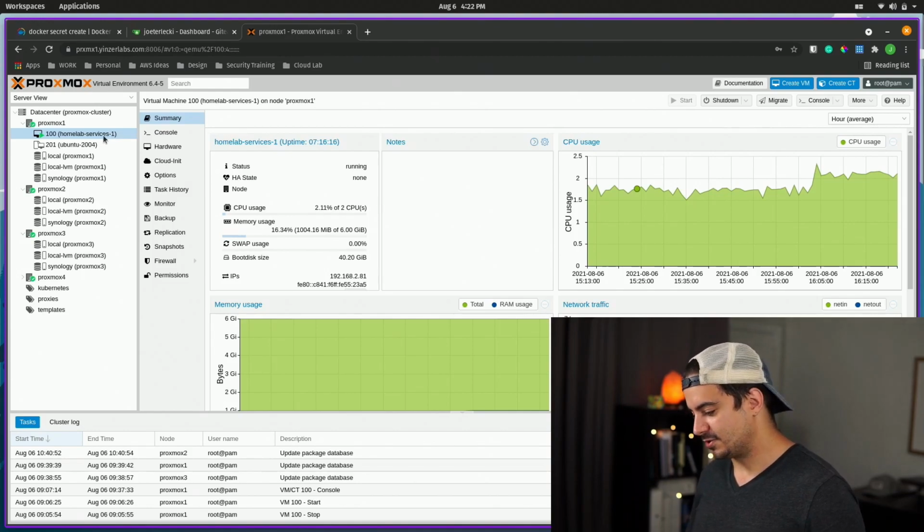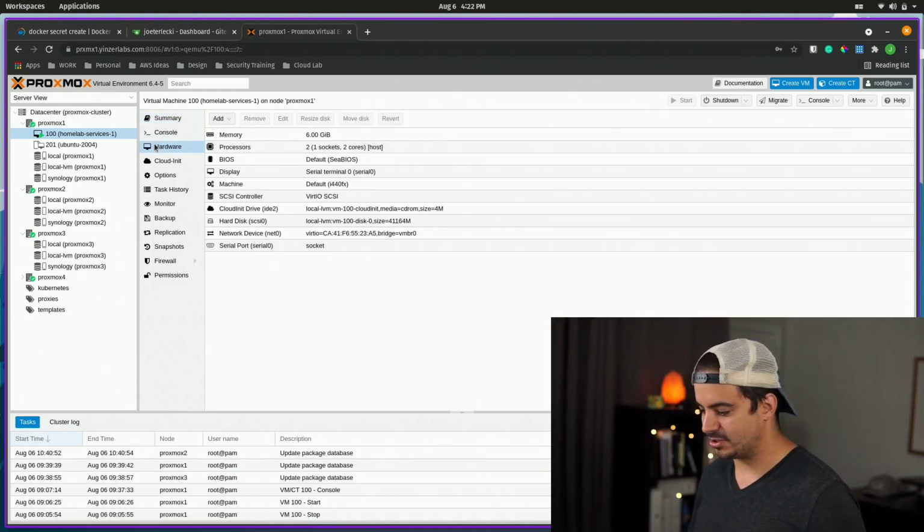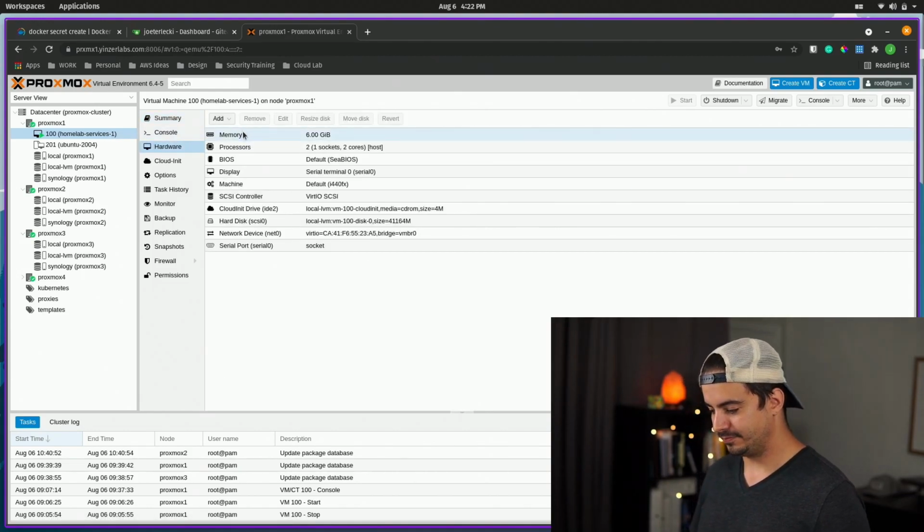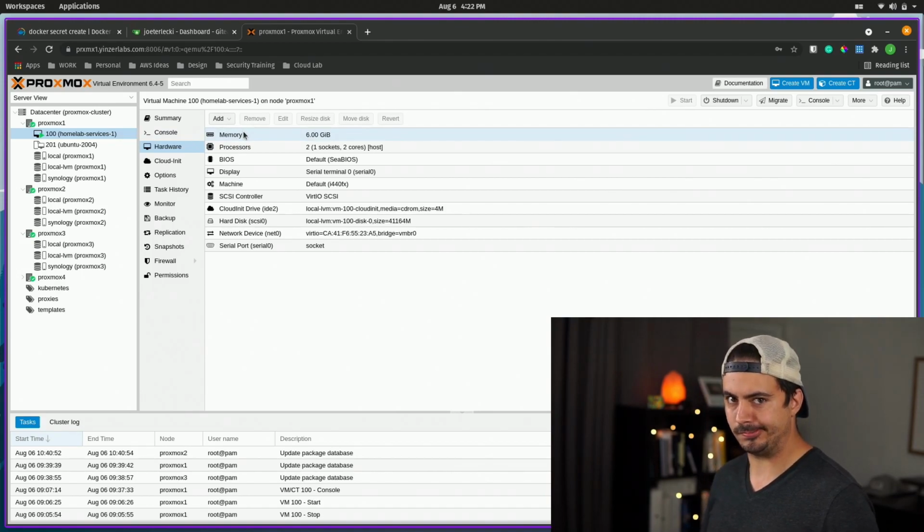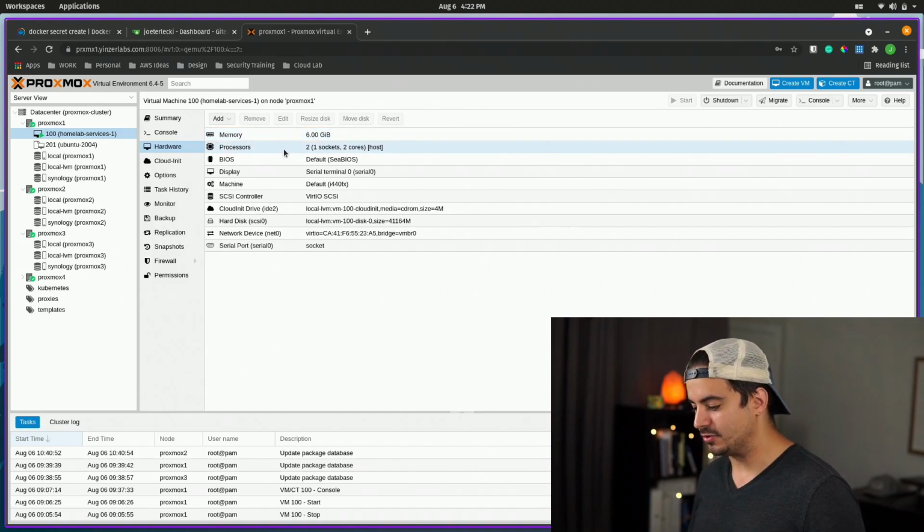So we can see here, I just have one node now. If I actually look at the hardware, it has 6 gigs of memory. Why not? Why not 4 or 8? I decided to settle in the middle, 6 is better, and 2 processors. So everything's working pretty good.